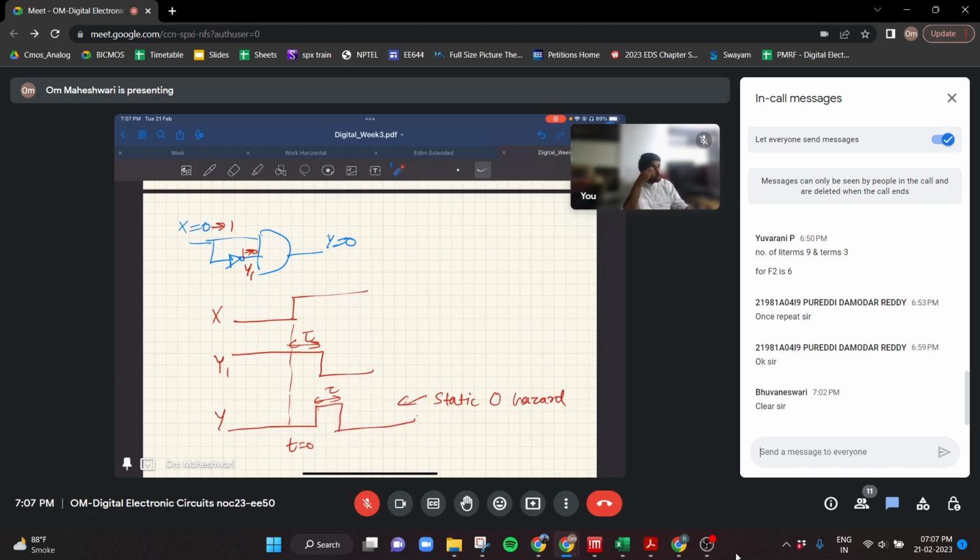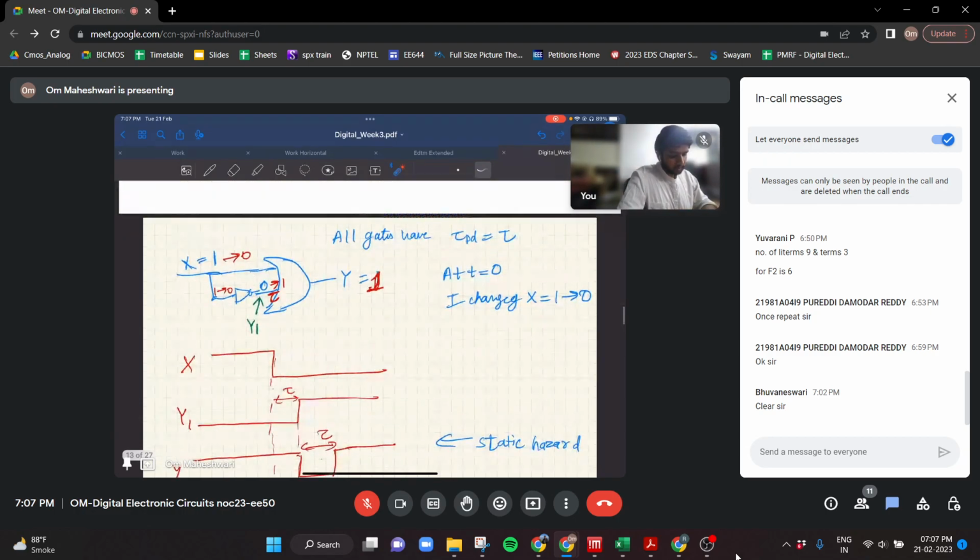Static 0 hazard. Now, in dynamic hazard, the circuit will be more complex. We will have more OR gates, something like that, but we'll have multiple unwanted shifts. If it had to remain zero, there will be multiple shifts. That is called dynamic hazard.